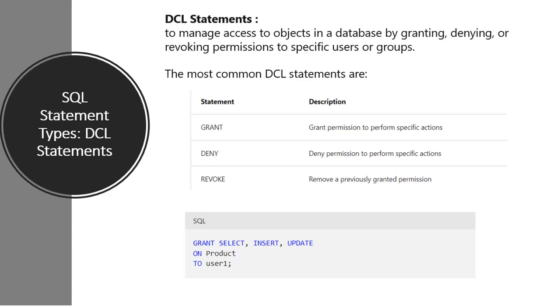DCL statements are used to manage access to objects in the database by granting, denying, or revoking permissions to specific users. For example, if I want to grant permissions to access or modify a table, we can use the grant command. Grant is to grant permissions. Deny is to deny a particular permission. Revoke means to remove a previously granted permission.